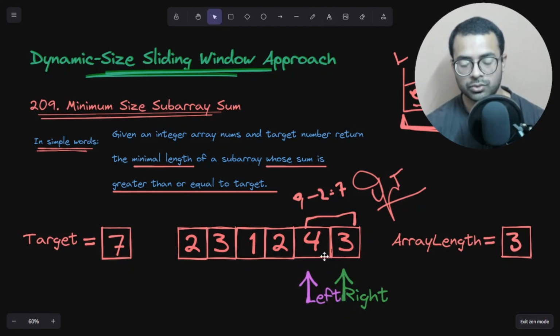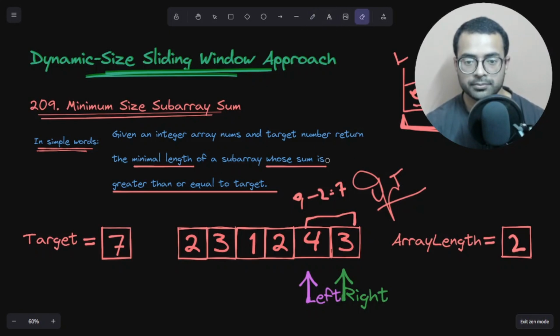So length is 2. So 2 is lesser than the array length that we have previously seen, which was 3. So what we are going to do, we are simply going to remove this 3, and we are going to update this array length with 2. Cool. Now what we will do, we will again check whether this one element will satisfy our requirement or not, because we have this 7 here.